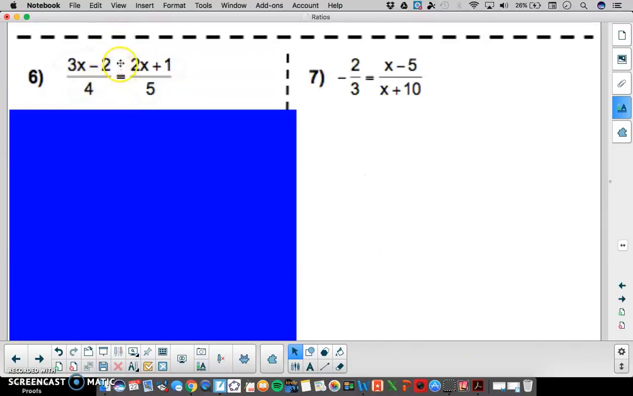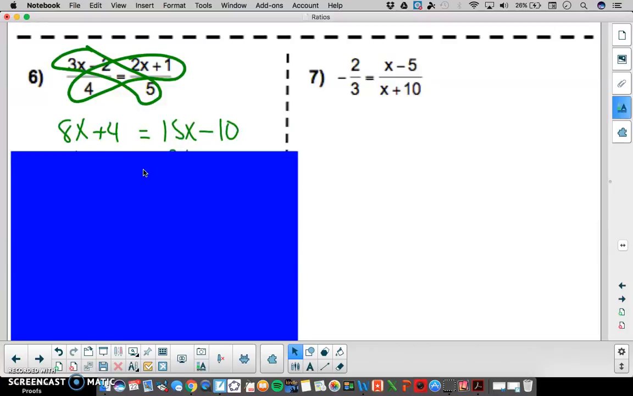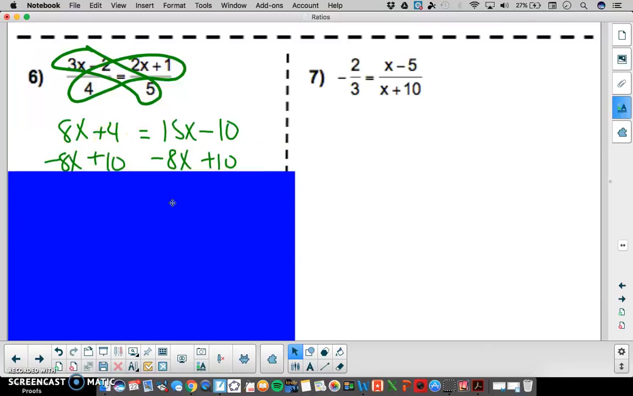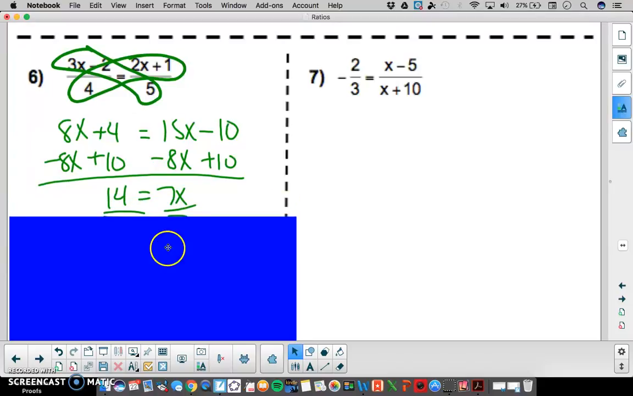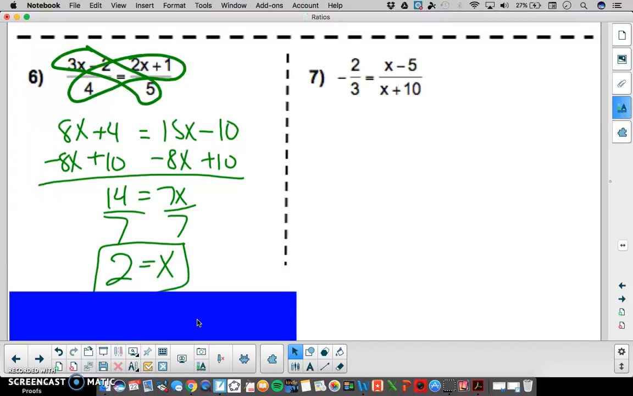On example 6, we're going to cross multiply. And again, we'll see that 5 is going to be distributed to the 3x minus 2, and 4 is going to be distributed to the 2x plus 1. Notice in this first step I've already completed the distribution. So 5 times 3 gave us 15, 5 times negative 2 gave us negative 10, 4 times 2x gave us 8x, and 4 times 1 gave us 4. Okay, then we are adding 10 to both sides and subtracting 8x from both sides and getting 7x equal to 14. Divide by 7 and x is equal to 2.